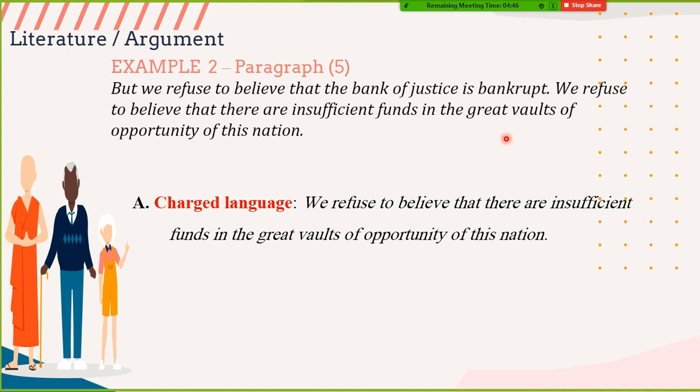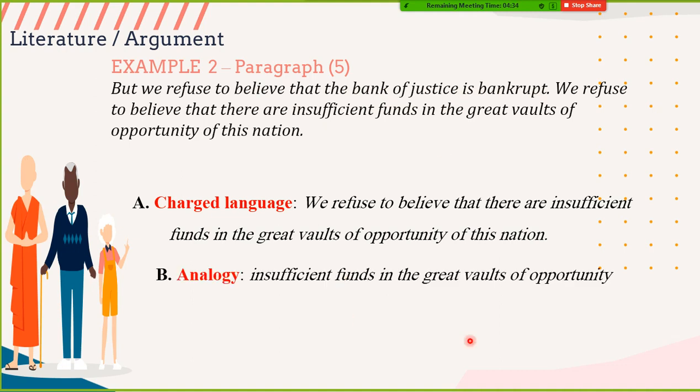Opportunity of this nation? No. The Bank of Justice is bankrupt. Yes. So the analogy here, when he said insufficient funds in the great vault of opportunity, this is one thing, because we didn't have a real cell, we didn't have money, but he was just comparing it. And another one, when he said that the Bank of Justice is bankrupt, we don't have a bank of justice to say that it's run out of money, but he was just making a comparison.